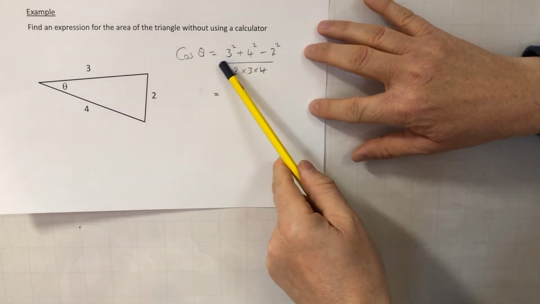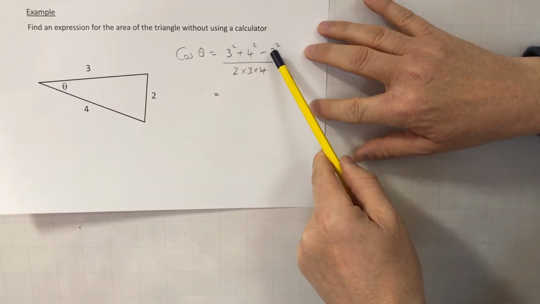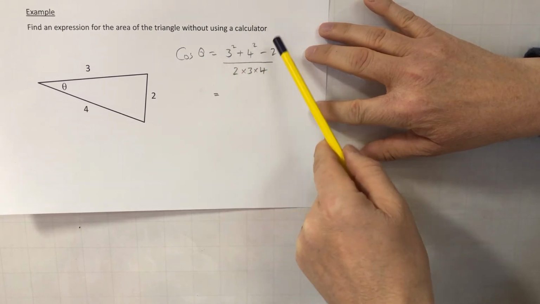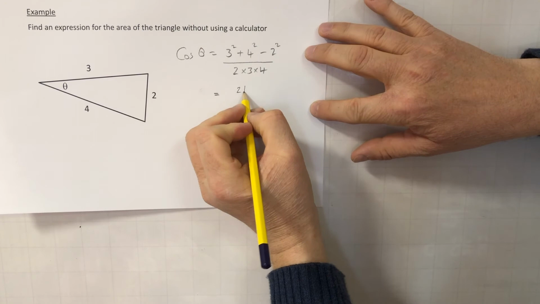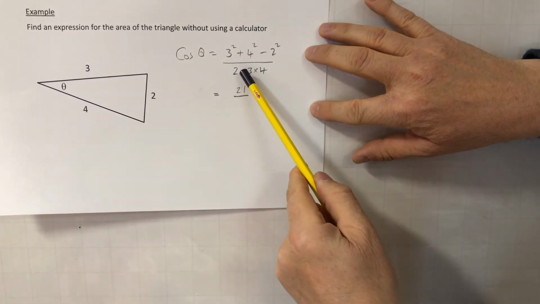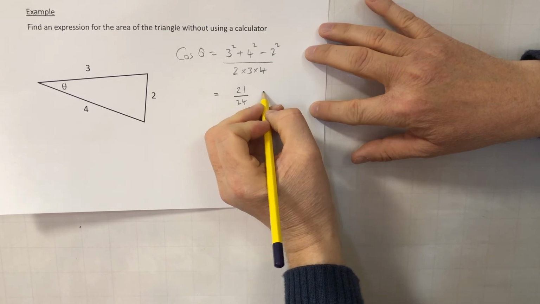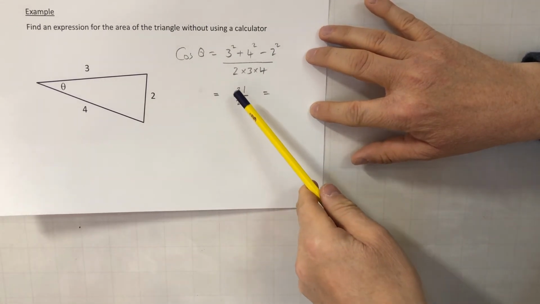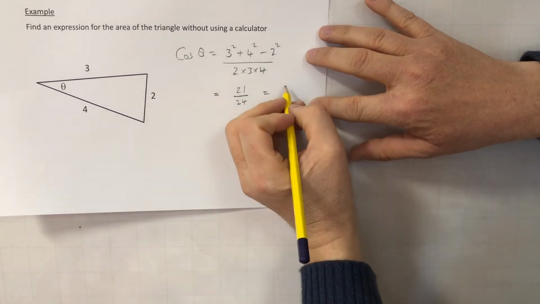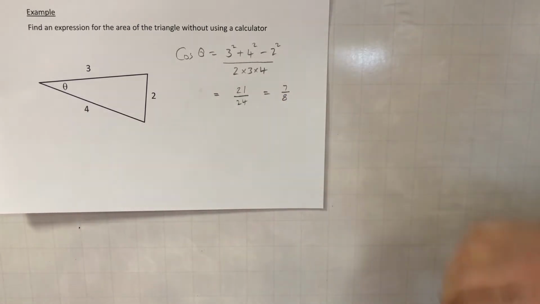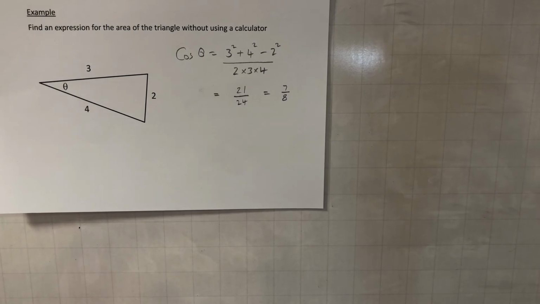Anyway, 3 squared is 9, 4 squared is 16, 2 squared is 4, so if you got the 9 plus the 16, take the 4, you've got 21. 2 times the 3 times the 4 is 24, and that can be cancelled because 3 goes into both numbers 7 times and 8 times. So we have an expression for cos of the angle.